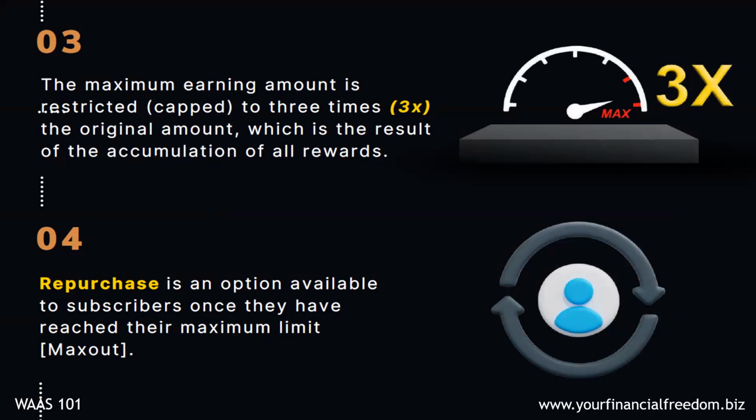Then the maximum earning amount is restricted to 3 times. So if you buy a $50 miner, the most you could make is $150. If you buy a $500 miner, the most you could make is $1,500. If you buy a $5,000 miner, the most you could make is $15,000. Now, once you have earned that, you could repurchase. That is an option available to subscribers once they have reached their maximum limit. Okay.